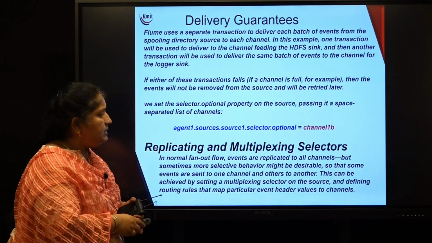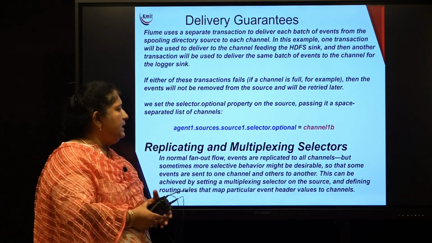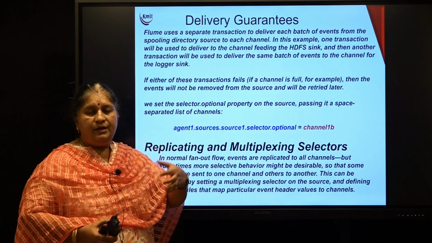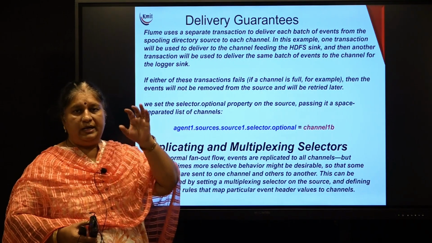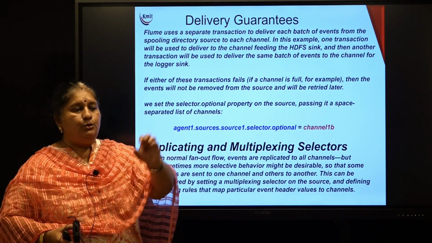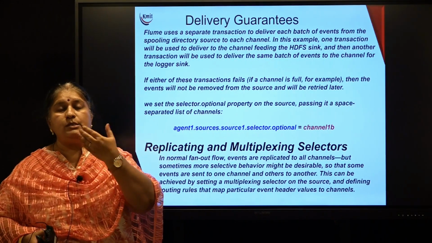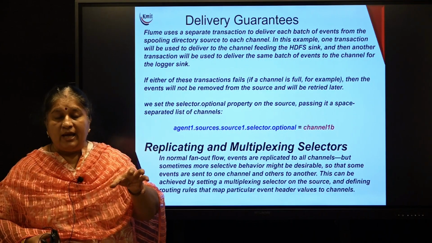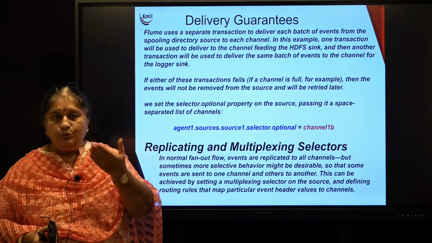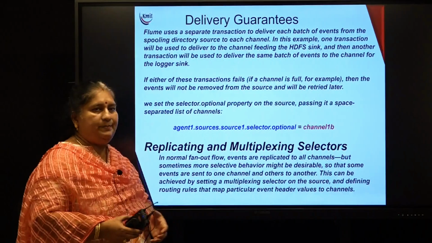Now, how is it going to happen? We use the multiplexing concept. Whenever this particular source is generating 10 events in a day, 2 should go here, 3 should go here, 4 should go here. Likewise, you are specifying the channel selection. We do this via the concept of multiplexing.